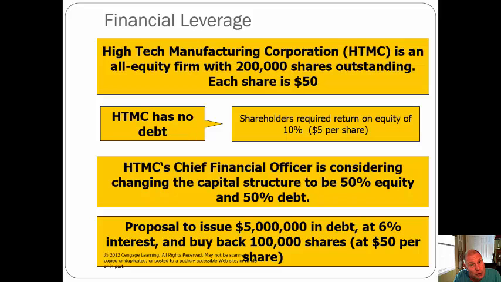So I've added a few more complexities onto this, as well as requiring a return on equity from my shareholders. This is what the shareholders expect. We didn't have that in Geneseo Company. We were just trying to make that illustration.